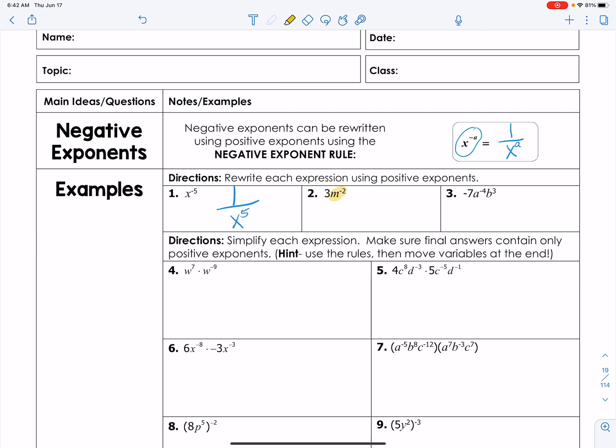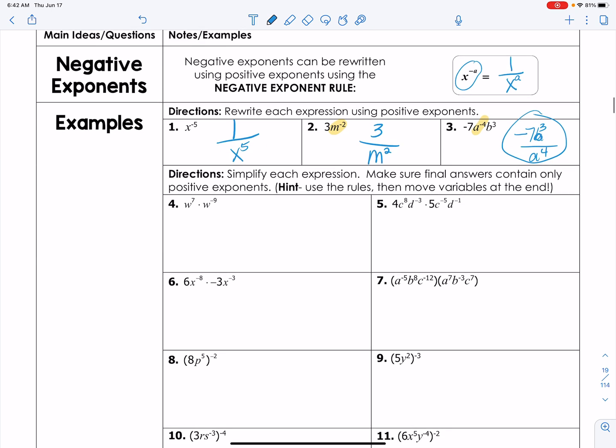Now this, you've got to be careful. It's only the m that has a negative exponent, so the 3 has to stay. And again, you only move the one that has the negative exponent, so everything else stays. B to the 3rd over a to the 4th. Okay, so you only are moving the one with the negative exponent. Okay, so you can do these.